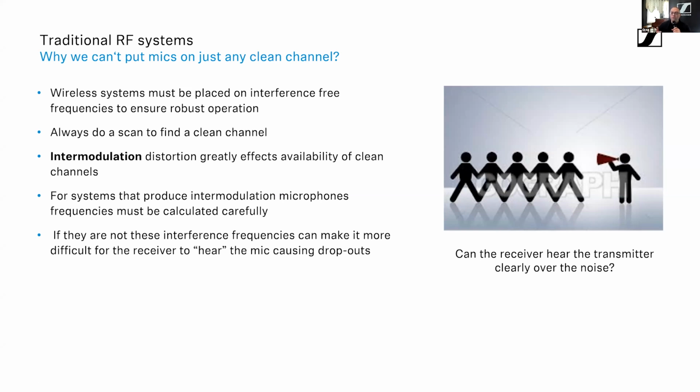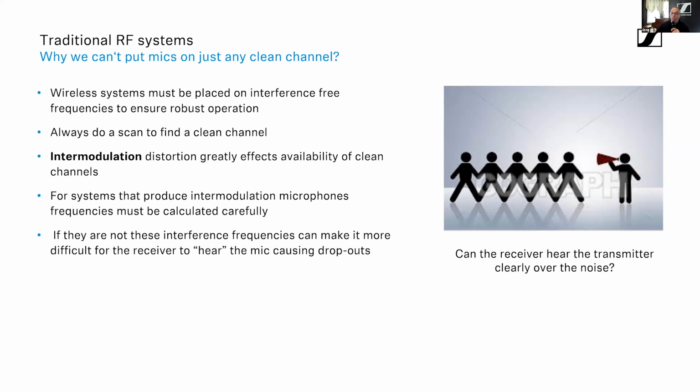Now what we want to do with every system, including Evolution Wireless Digital, is do a scan on the system or some other device in order to make sure that we're finding a clean channel. Unfortunately, static interference, whether it be digital television stations or the noise floor or something else, isn't the only thing that creates interference. There is something called intermodulation distortion, and this greatly affects what we have available in terms of clean channels, and it makes for a lot of interference. Unfortunately, this isn't there all the time. It happens in certain instances, and we need to make sure that we can calculate that.